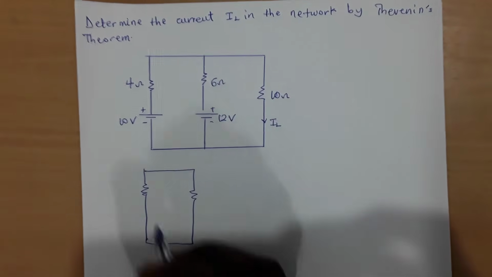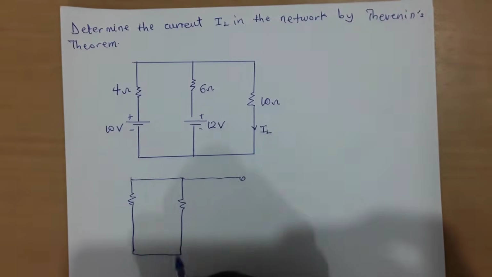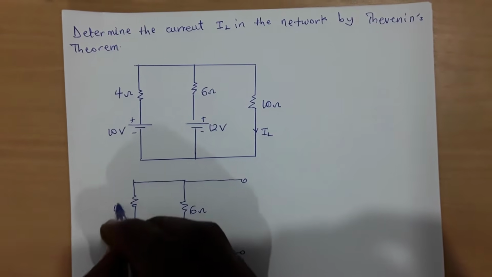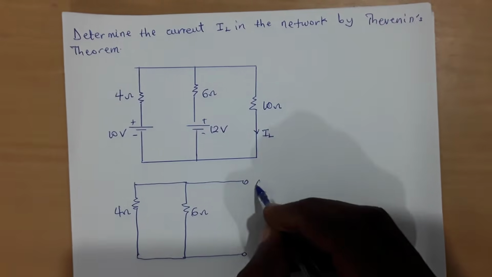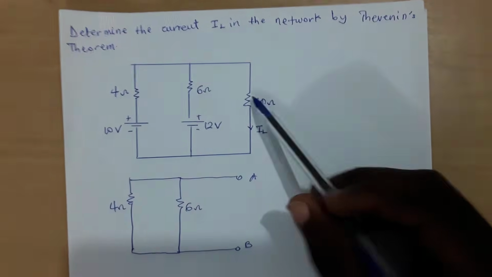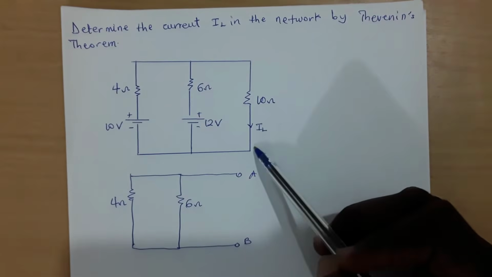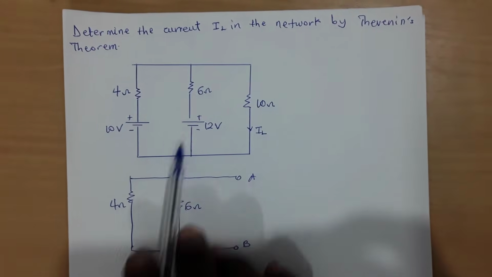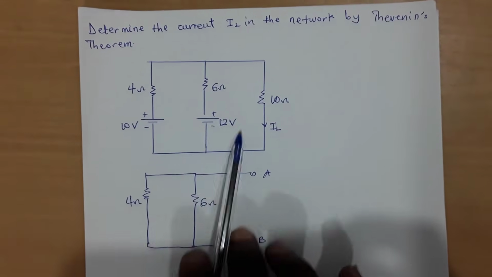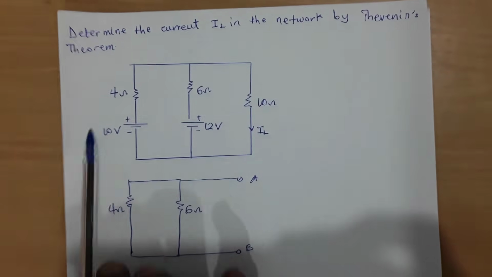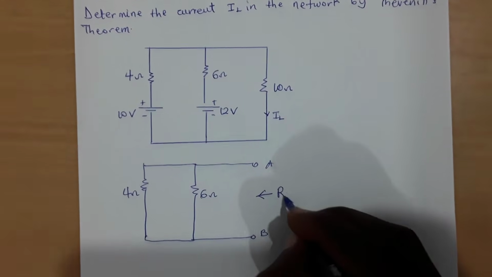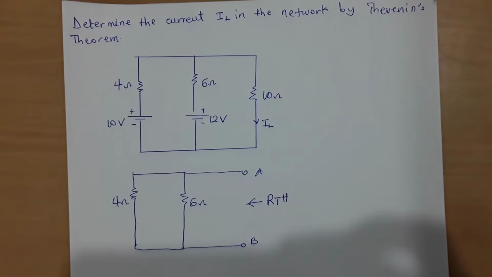It will look like this. This is our 6 ohm, this is our 4 ohm, this is our terminals. So you see that we've removed the 10 ohm resistor from this side, and we've short circuited this side. That means we've deactivated the 12 volts and the 10 volts. So looking through the terminals like this, we can find RTH.